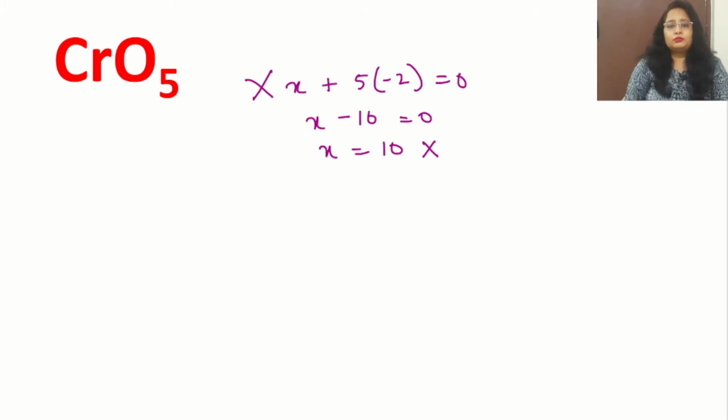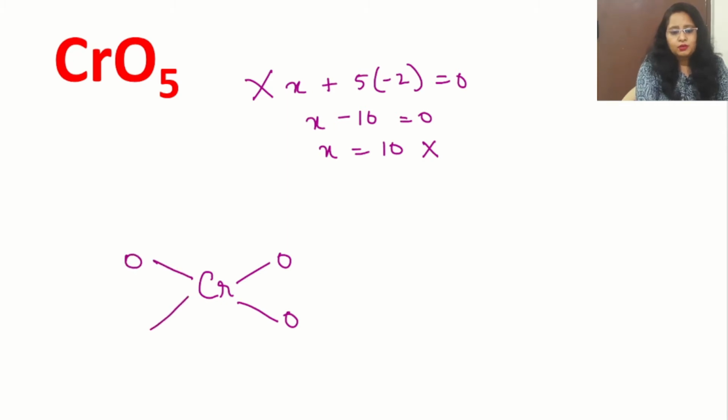Now what we will do, we will draw a structure that will give the correct oxidation number. So let's have a look at the structure. In the center we have chromium, then one oxygen here, one here, one oxygen here, one here, and there is a double bond again. This is oxygen. So this is CrO5, and this structure is called the butterfly structure. It's very easy to remember because the shape is like a butterfly.